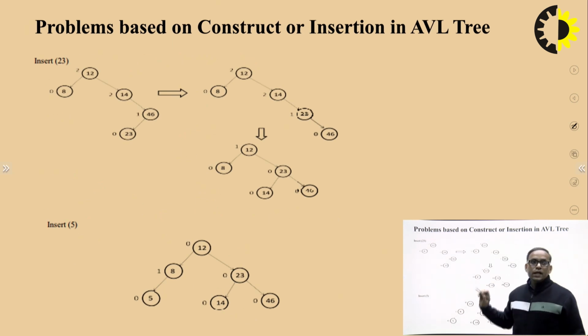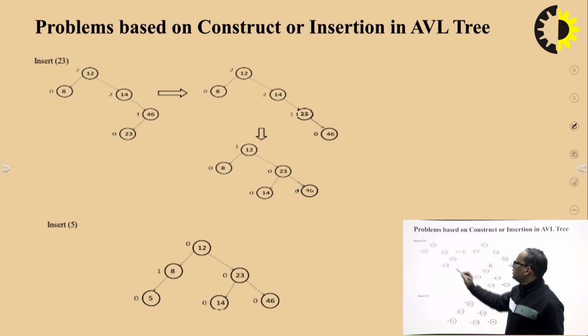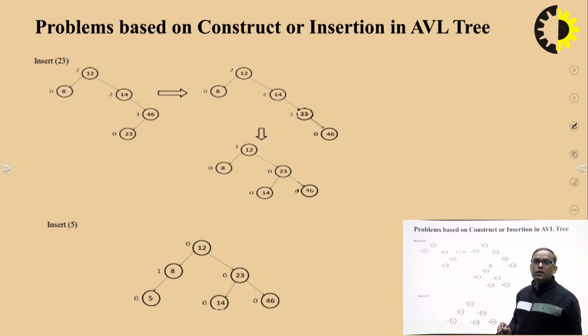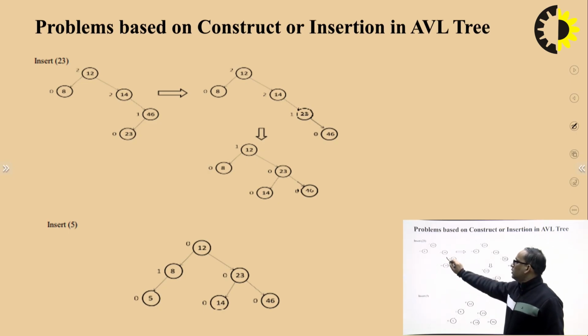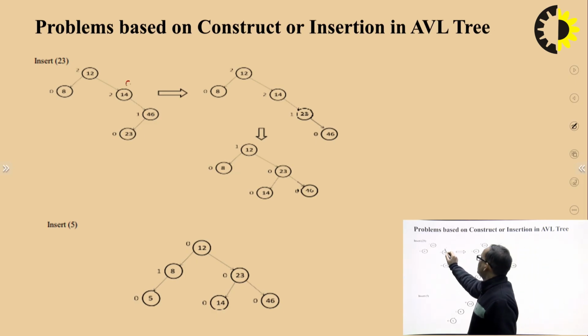Now we have to insert the next value, 23. 23 is greater than 12, so it will be inserted in the right subtree. Again, 23 is greater than 14, so it will be inserted in the right of 14. Again, when we compare, since 23 is less than 46, 23 will be inserted in the left subtree of 46. So the balance factor of 23 is 0, and the balance factor of 46 is 1. Now for the balance factor of 14, there is no left subtree and the height of the right subtree is 2, so the balance factor of 14 will be 0 minus 2, which means minus 2.